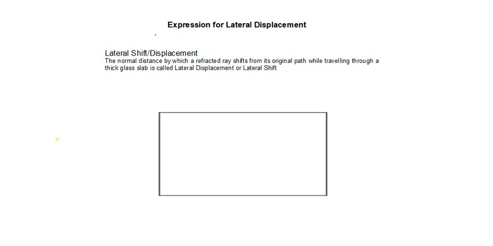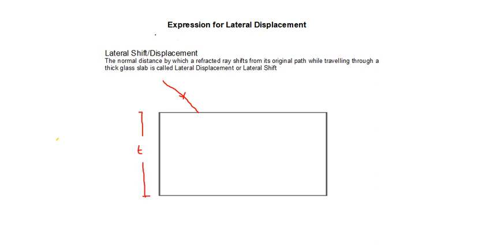Hello everyone. Let us continue with our next topic, that is expression for the lateral displacement. Lateral shift or lateral displacement. To understand what is lateral shift and lateral displacement, before I go into the definition, let us consider a ray of light which is incident obliquely on a glass slab of thickness T. The glass slab's thickness is T.